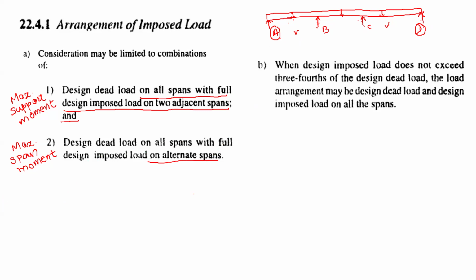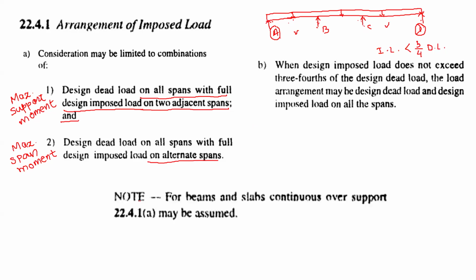Now, when design imposed load does not exceed 3/4 of the dead load, this question may be asked. If the imposed load, that is live load, is less than 3/4 of dead load, which is the case in most conditions, then the load arrangement may be design dead load and design imposed load on all spans. He may ask why you have used these other conditions. That is most important. You should know what is given in the note.